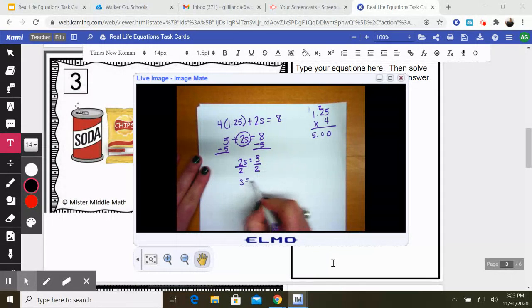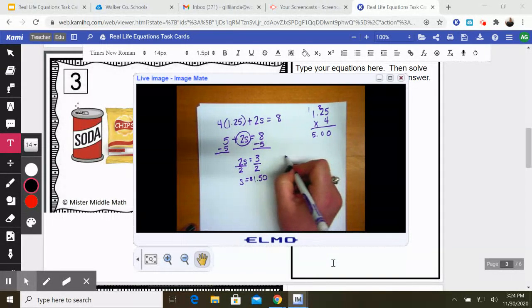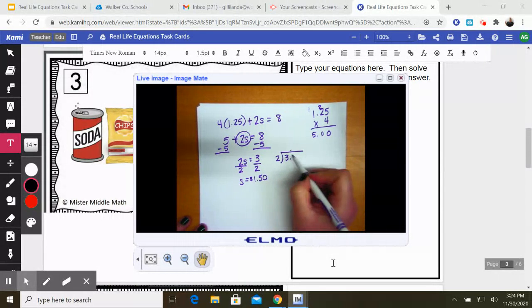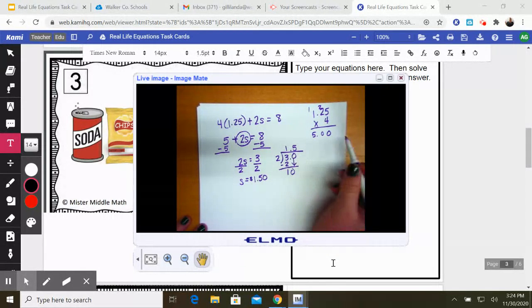And S is equal to $1.50. So each can of soda was $1.50. I know that because 3 divided by 2, I just knew that. I'm sorry, I should have worked that out. So if I wanted it to be a decimal, since it's money, I would just put my decimal in. I'm left with 1. I bring my 0 down, and I know that 1.5 in money would be $1.50.